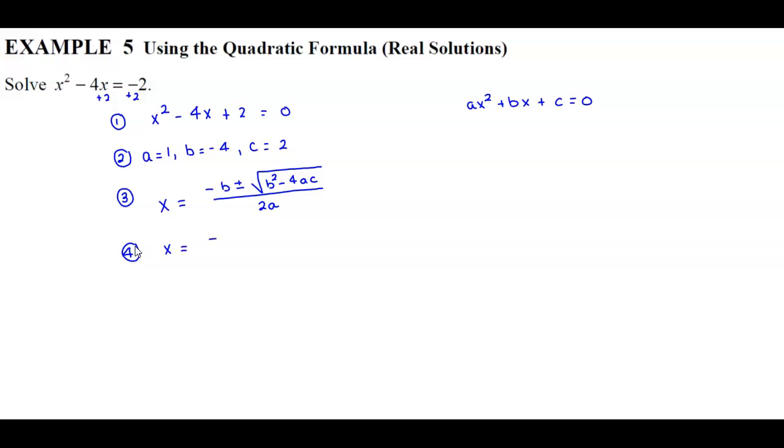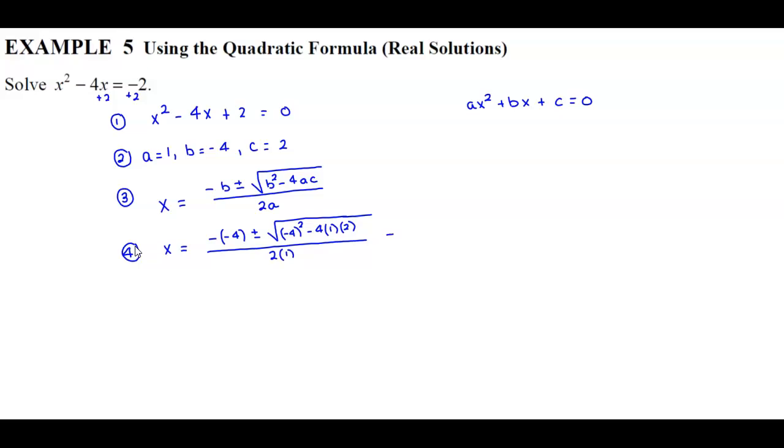Well, the value of b is negative 4, so that's a negative times a negative 4, plus or minus the value of b, which is negative 4, and then we have to square it. And then minus 4 times the value of a, which is 1, times the value of c, which is 2. And then we're going to divide that by 2 times a, which is 1.